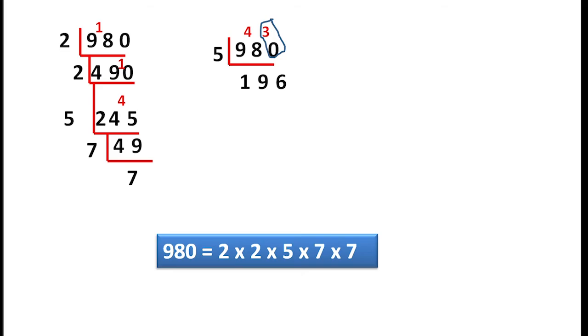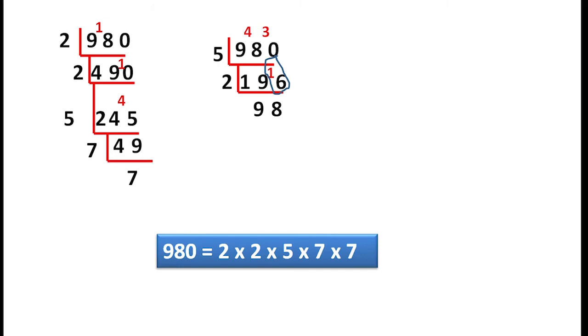We got 196. It is an even number, so we can divide with 2. And we know that 1 by 2 is not possible. So take 19, first two numbers together, that is 19. 19 by 2 is 9. 9 2s are 18. So remainder is 1. Next number is 16. 16 by 2 is 8.